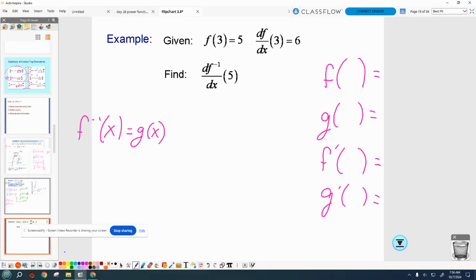Ray, what coordinate do we know on the function? 3, 5. So Naomi, what coordinate do I know on the inverse? G of 5 is 3. The x and the y trade.